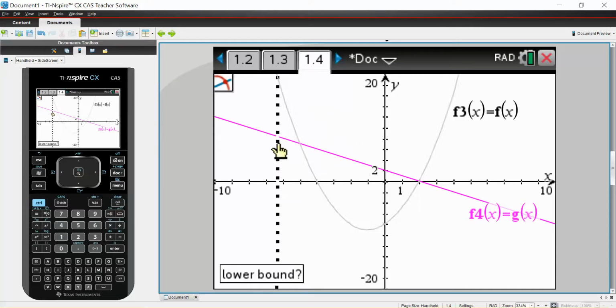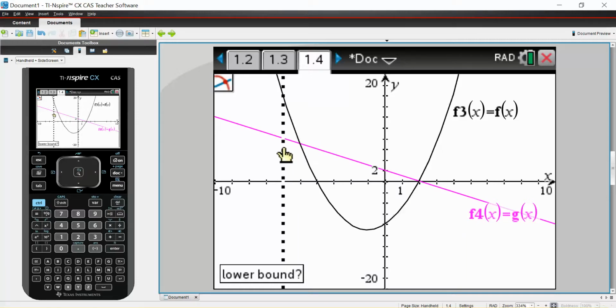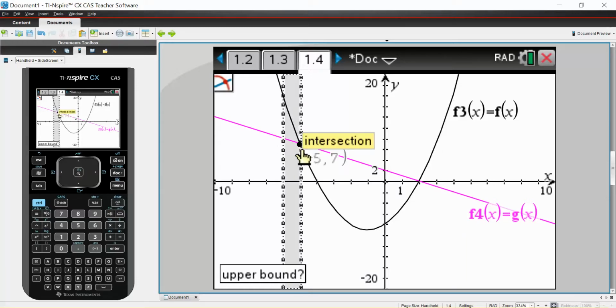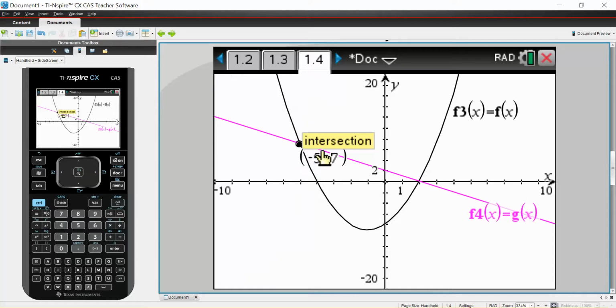Now you want it just a bit past where the intersection is. You can see the intersections here. So if you just go left of it, click it once, and then you go to the right of it and click it once. -5, 7. See, that's my intersection, and I got my coordinates. -5, 7. That's where the straight line crosses with or intersects with the parabola.